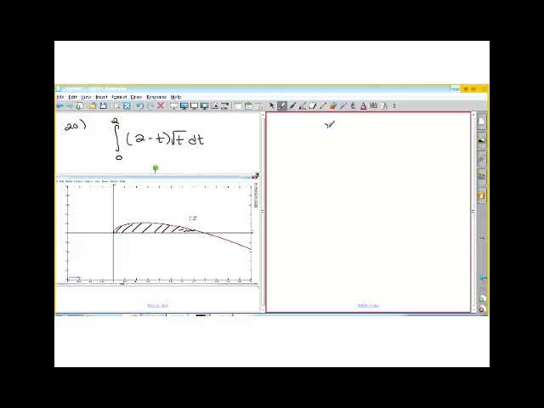Now to do the integral, before we do that, we're going to multiply this out. So we'll get 2 times the square root of t minus t to the 3/2 power, dt. Of course, 2 times the square root of t is 2 square root of t. Here, this is to the first power, this is to the half power, so you add the exponents, and you get t to the 3/2 power. Okay. Take the antiderivative. Actually, before we do that, though, we need to rewrite this as t to the 1/2 power.